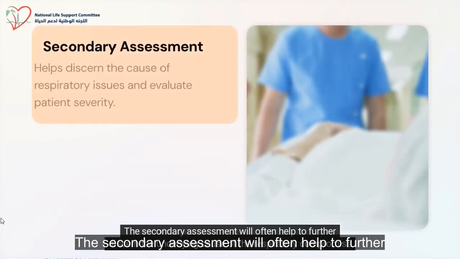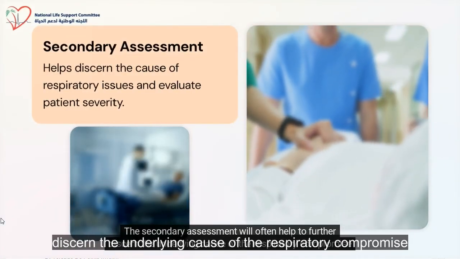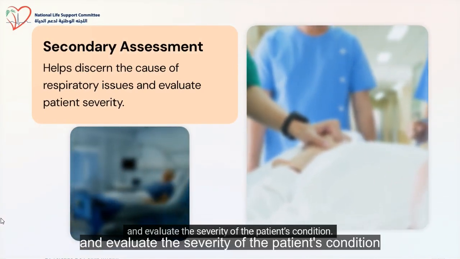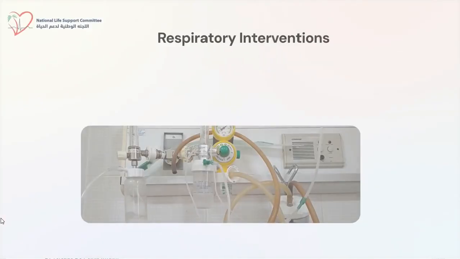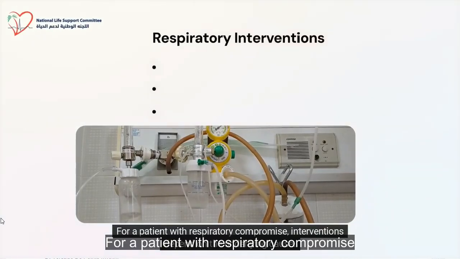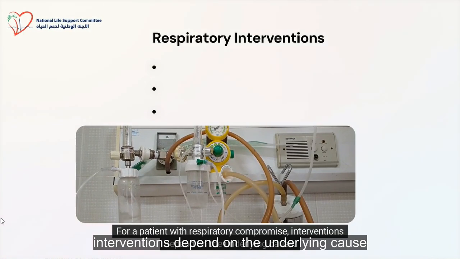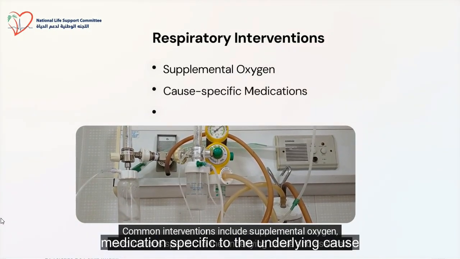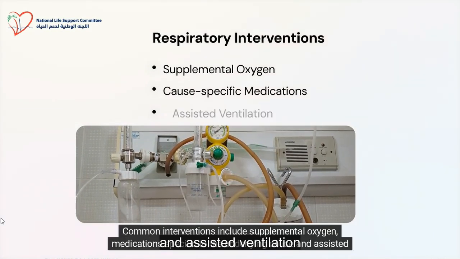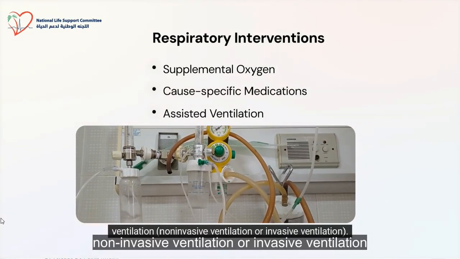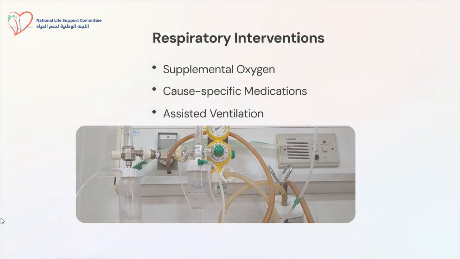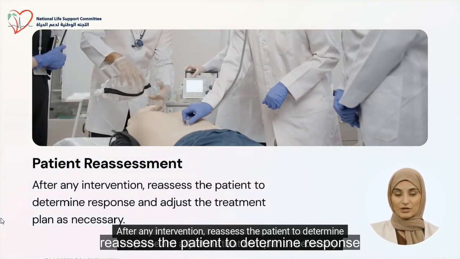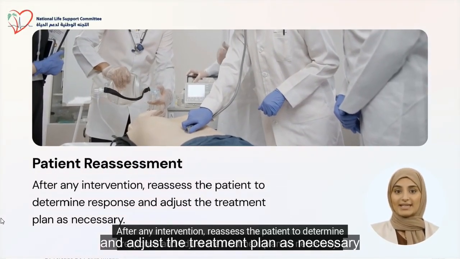The secondary assessment will often help to further discern the underlying cause of the respiratory compromise and evaluate the severity of the patient's condition. For a patient with respiratory compromise, interventions depend on the underlying cause. Common interventions include supplemental oxygen, medications specific to the underlying cause, and assisted ventilation, non-invasive ventilation, or invasive ventilation. After any intervention, reassess the patient to determine response and adjust the treatment plan as necessary.